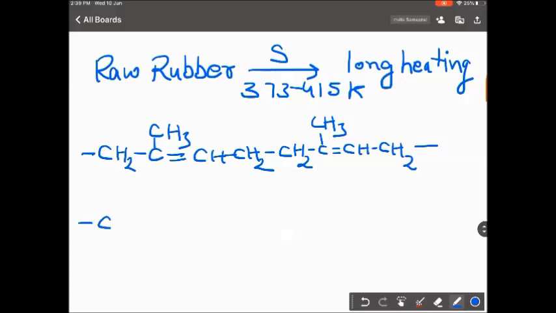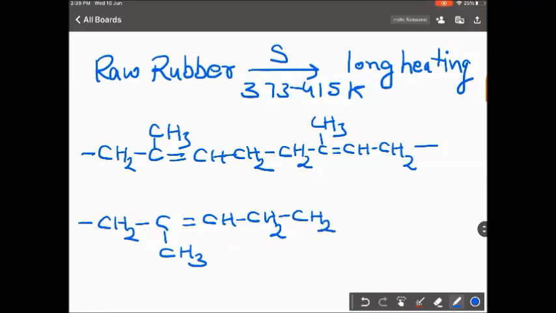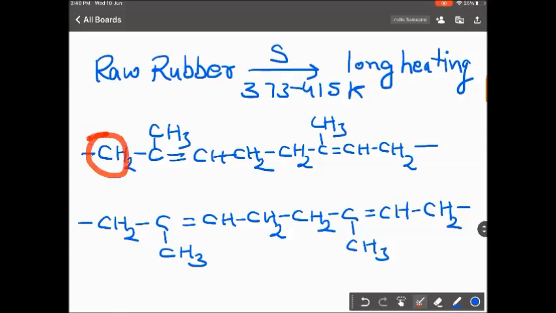Similarly, draw another chain in the same pattern. This is the first isoprene unit. Now we are writing the second isoprene unit. So after heating with sulfur, cross links were formed at allylic positions. Now what are the allylic positions? This is an allylic position, this is an allylic position, this is allylic, and this is an allylic position.